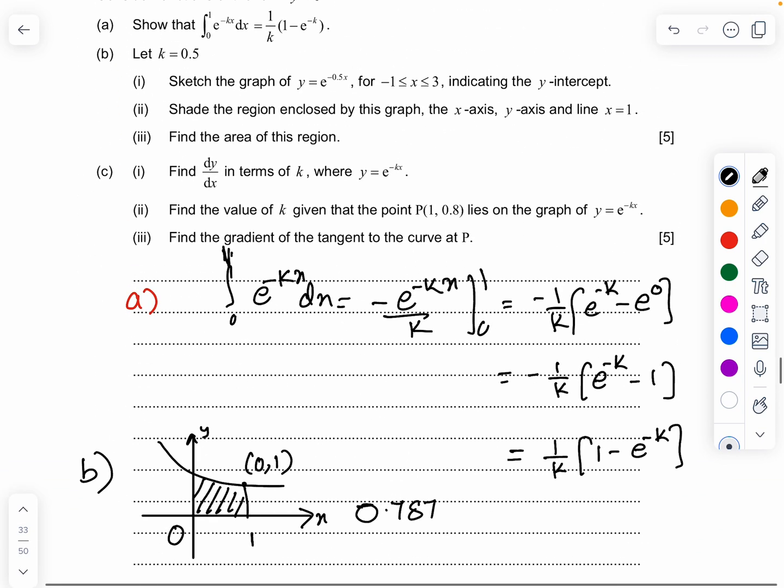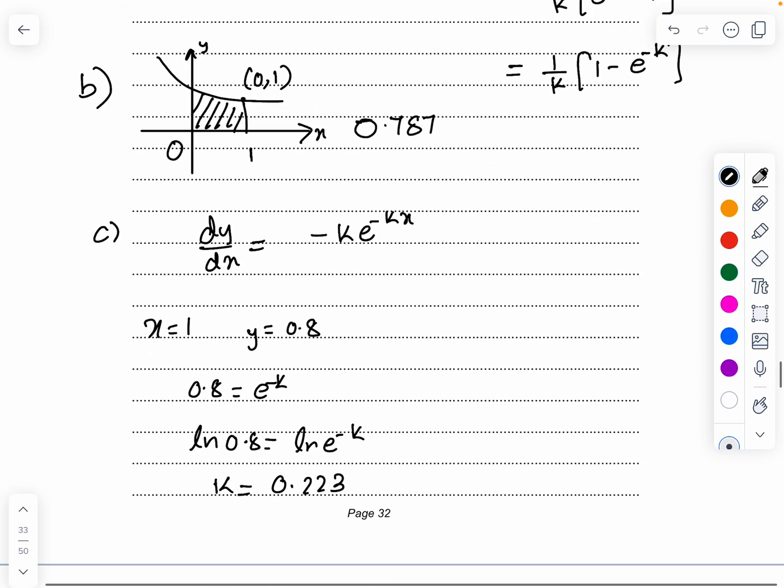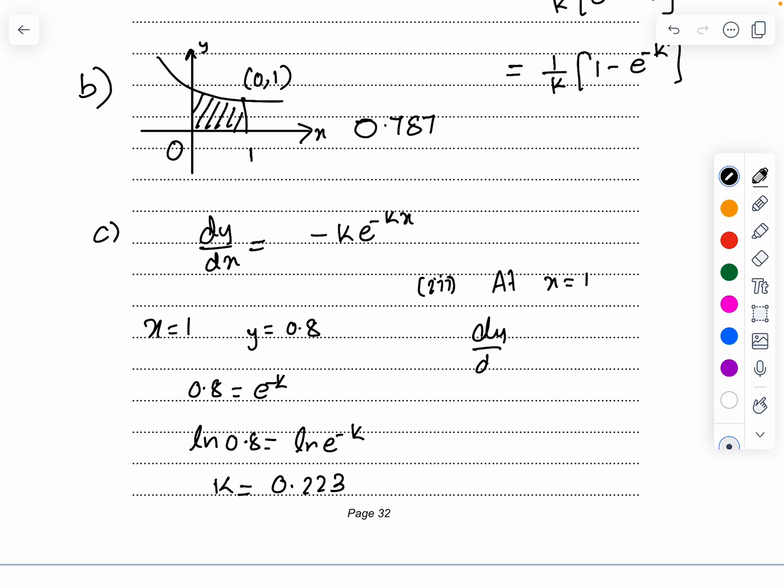Then part 3, find the gradient of the tangent at P. So at x equals 1, dy by dx equals minus k e power minus k, which is 0.8 ln 0.8. So that value is going to be nothing but what? Minus 0.178.